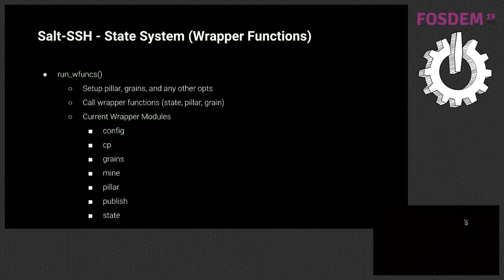So this function will set up all the pillar and grains, and within Salt, pillar and grains is just a lot of data. Pillar, usually people use that for more of the sensitive information, and it's stored on the master, and grains being information about the minion stored on the minion, and any other opts that we need to be able to add to run these state files. Then we call all of those wrapper functions, and in this example, we're specifically going to call the state wrapper function.